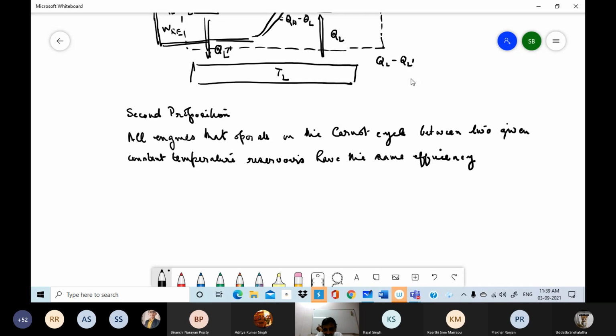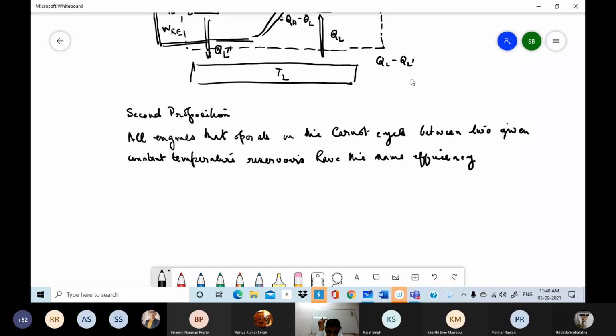Now, that tells us something nice, that the second law is concerned only with the temperature of the two reservoirs. So given two reservoirs at two different temperatures, it says, okay, the efficiency has to have a certain value. Now that is regardless of what is the operating fluid for your cycle.